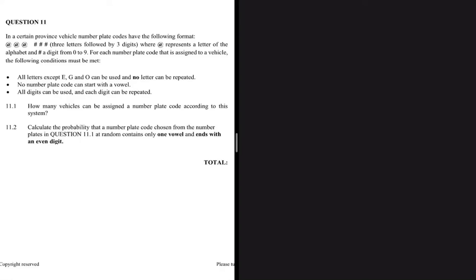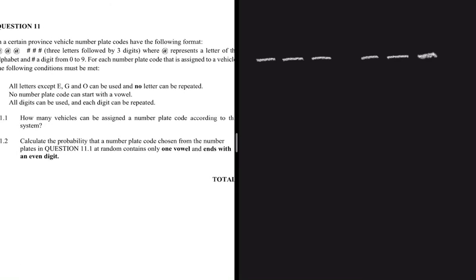Counting principle. Let me just brief you in on what's happening here. We are dealing with vehicle number plate codes, of which we have 3 letters that are followed by 3 digits. Let's go through the conditions we have. All letters except E, G, and O can be used, and no letter can be repeated.